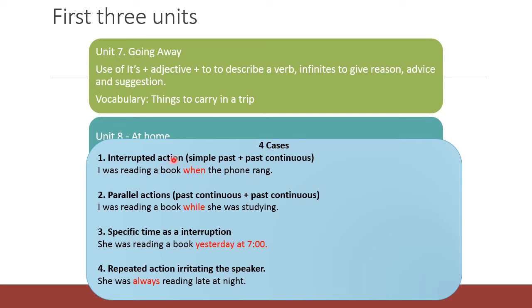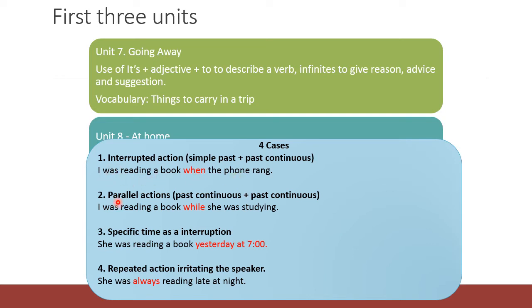So this was the action that was in progress. I was reading a book, and what was the interruption? The phone rang. In this case, these two sentences are connected by when, but you can also use while. If you want to use while, it will be like that. The phone rang while I was reading a book.